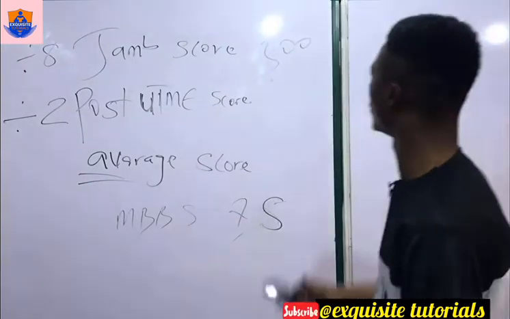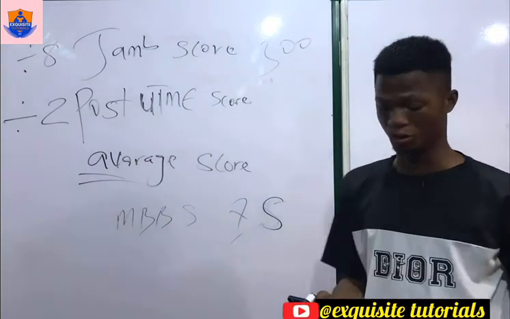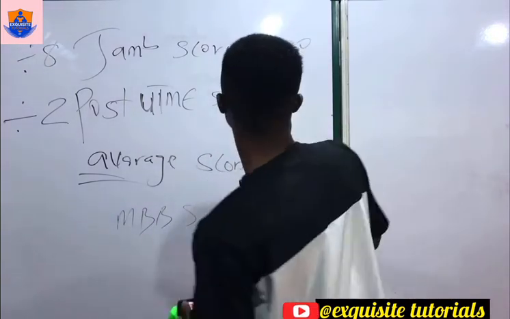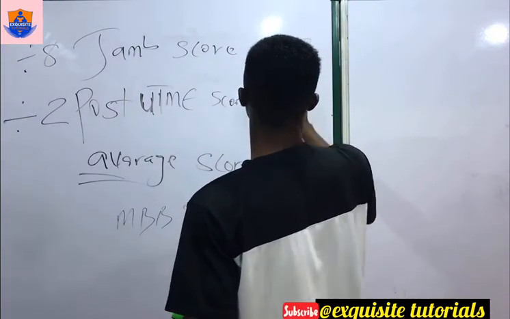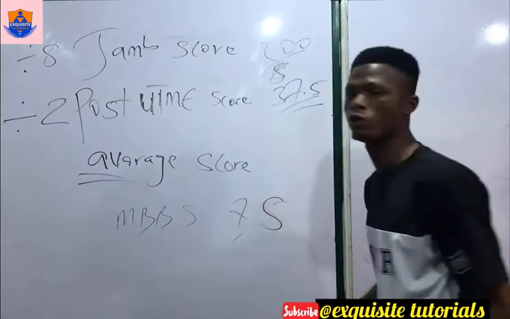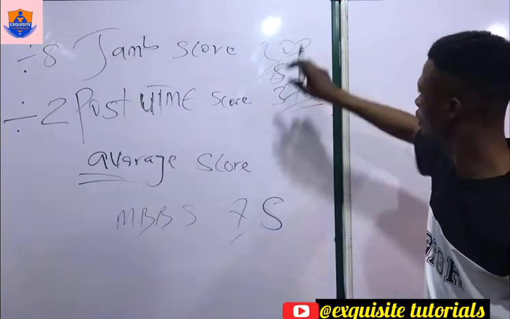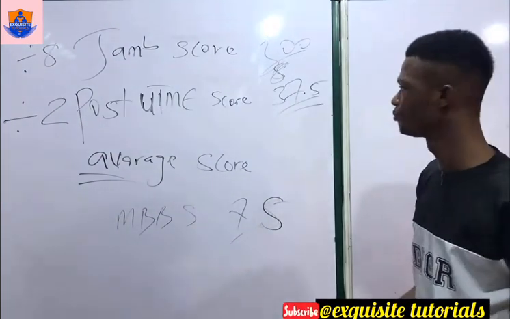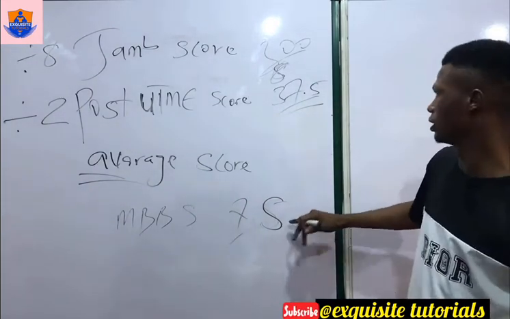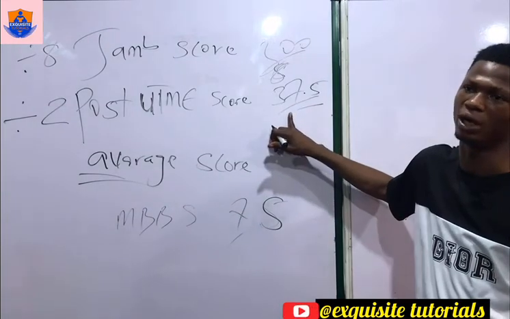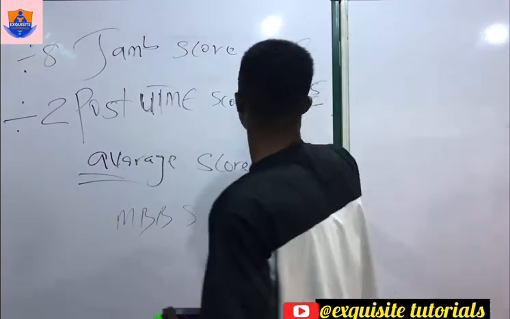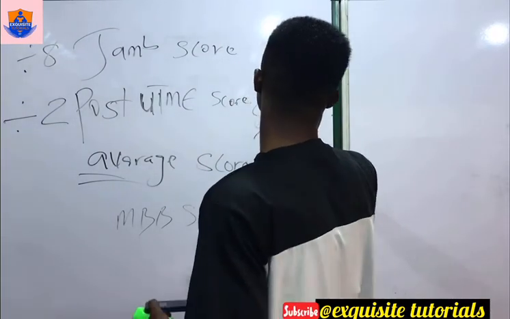Okay, now let's say your JAMB score is 300. When you divide 300 by 8, you are getting 37.5 as your JAMB score. Now, your post-UTME score is divided by 2. Let's say here you are needing 75. You already have 37.5. To be on the safer side, you can score like 80 in post-UTME. So when you divide by 2, you are going to get 40.